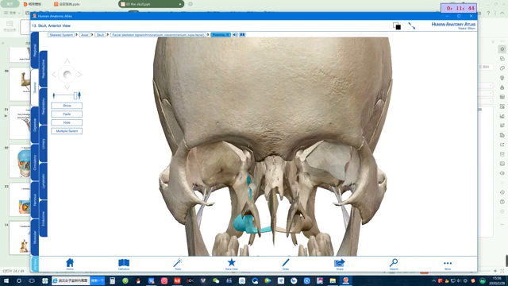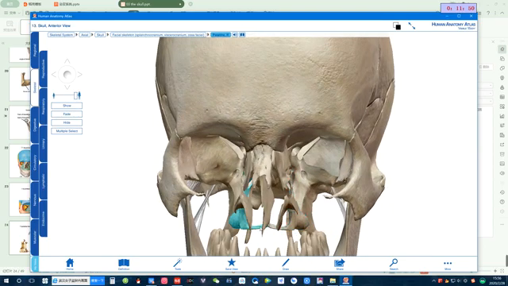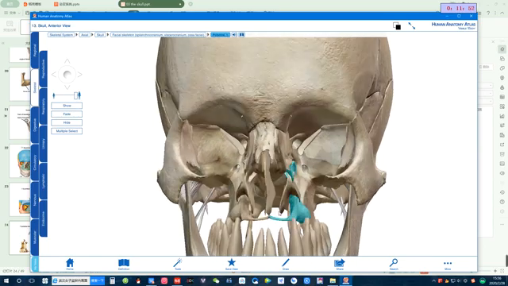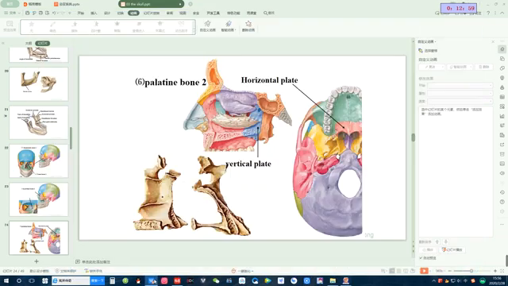The lateral vertical plate will form one part of the lateral wall of the nasal cavity. And the horizontal plate will form one part of the hard palate, the roof of your oral cavity. Okay, now let's see the next one.